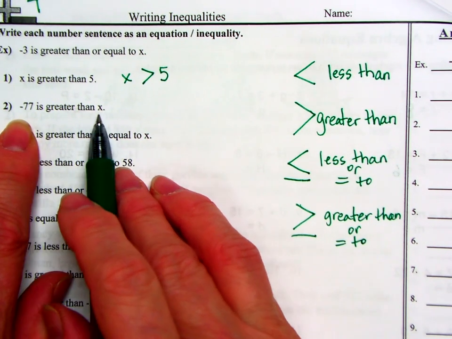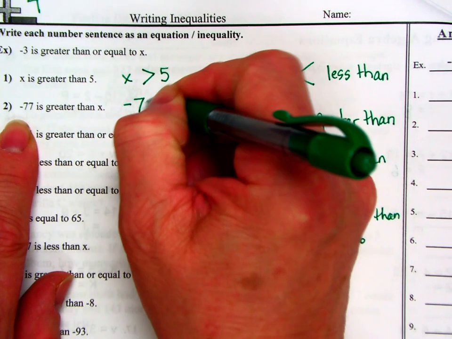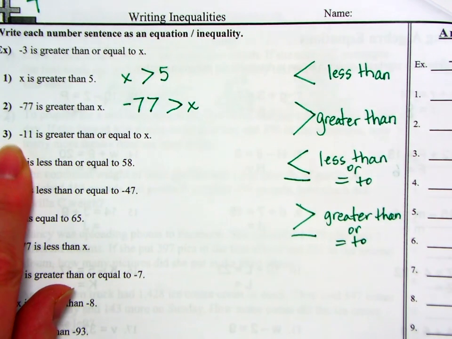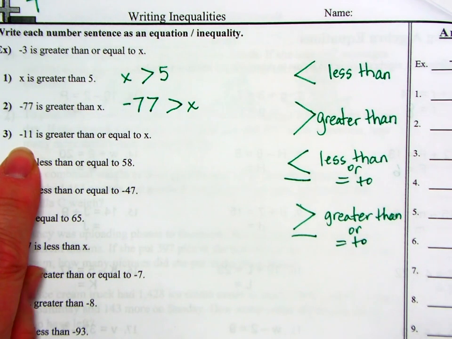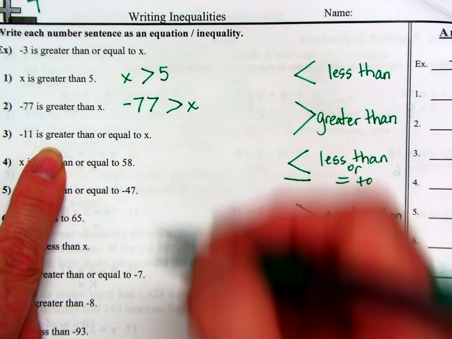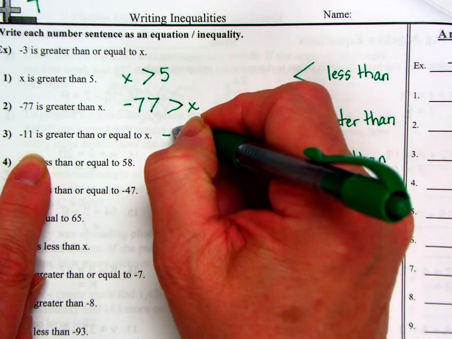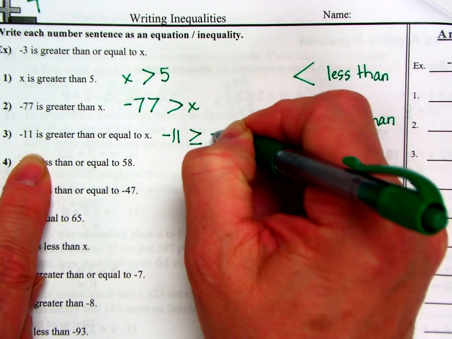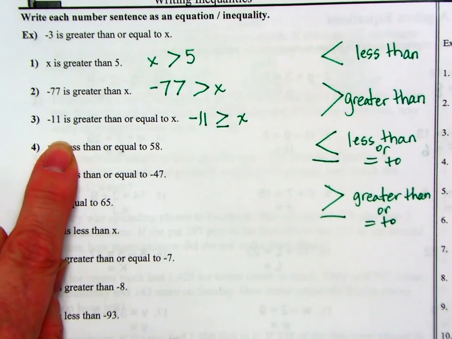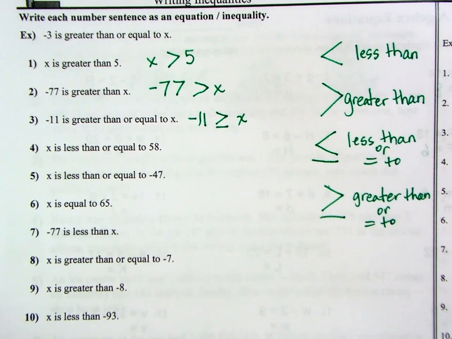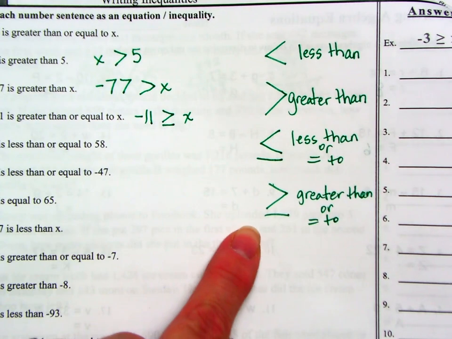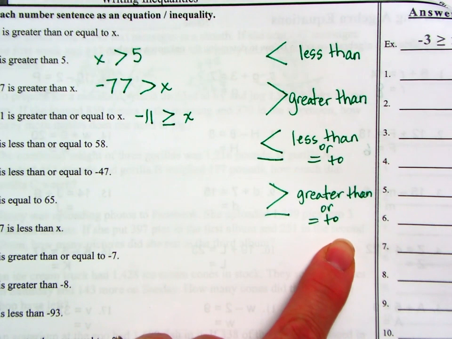Negative 77 is greater than x. Negative 11 is greater than or equal to x. And this is how you do this page. All you're doing is rewriting these statements using the correct symbol. And here are the symbols. If you want to write them down on your paper and what they mean, how you read them, you can do that. That's fine.